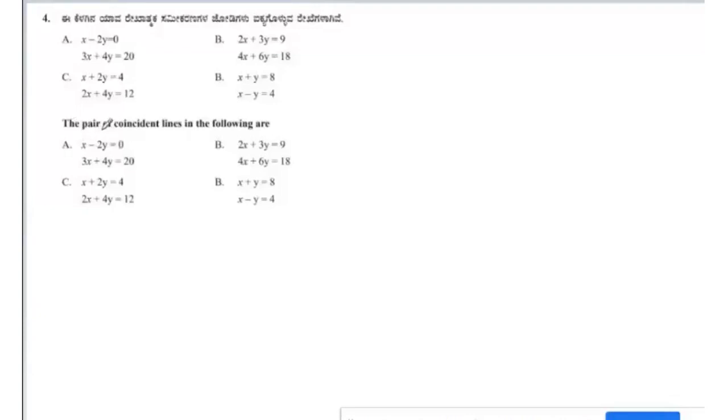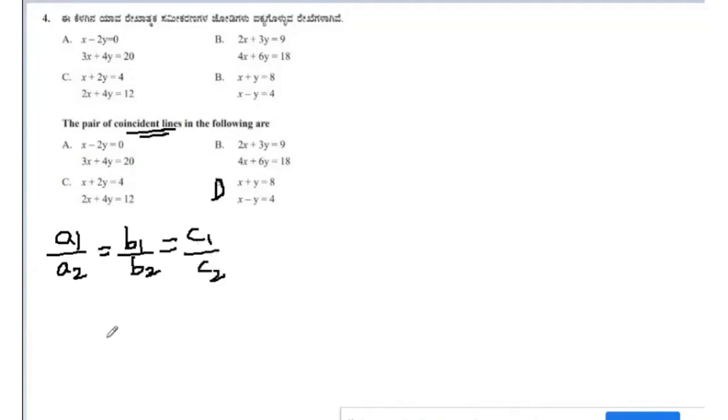Fourth question, find the pair of coincident lines in the following. To find the pair of coincident lines, we have to compare the ratios of the coefficients of each pair of linear equations among options A, B, C, D. So students, what is the coincident line condition? We all know that the coincident line condition is A1 by A2 is equal to B1 by B2, which is also equal to C1 by C2. Now we are going to compare the ratios A1 by A2, B1 by B2 and C1 by C2.